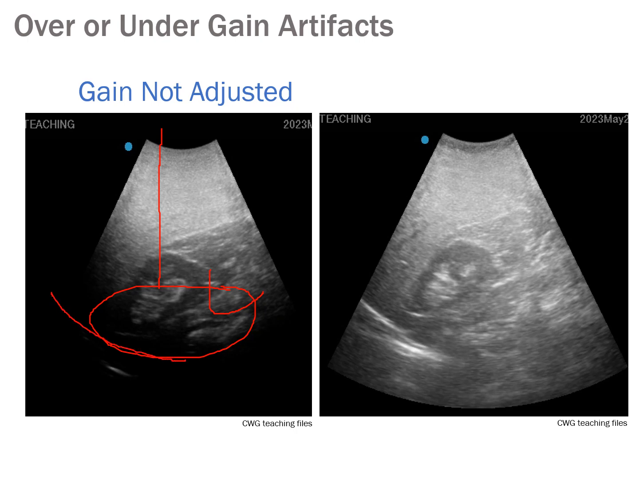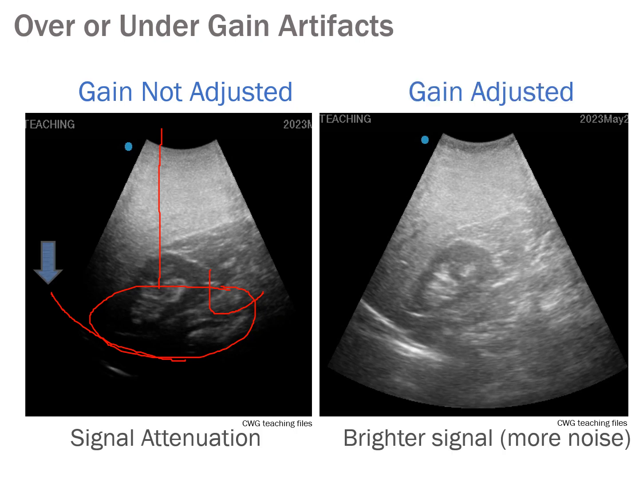So the gain is showing the wrong actuality from just going through distance. So when you do turn up the gain, now you can see that liver does exist and kidney does exist down in those particular areas.